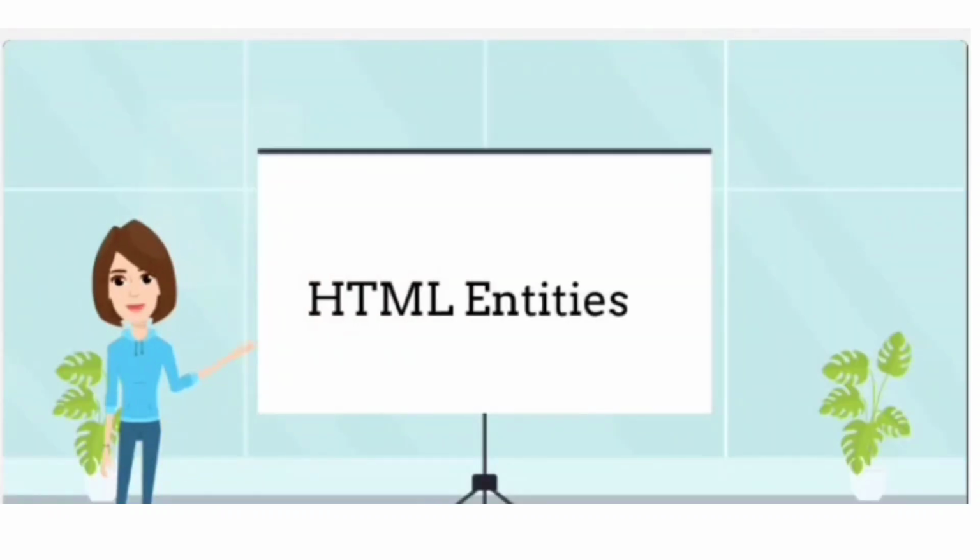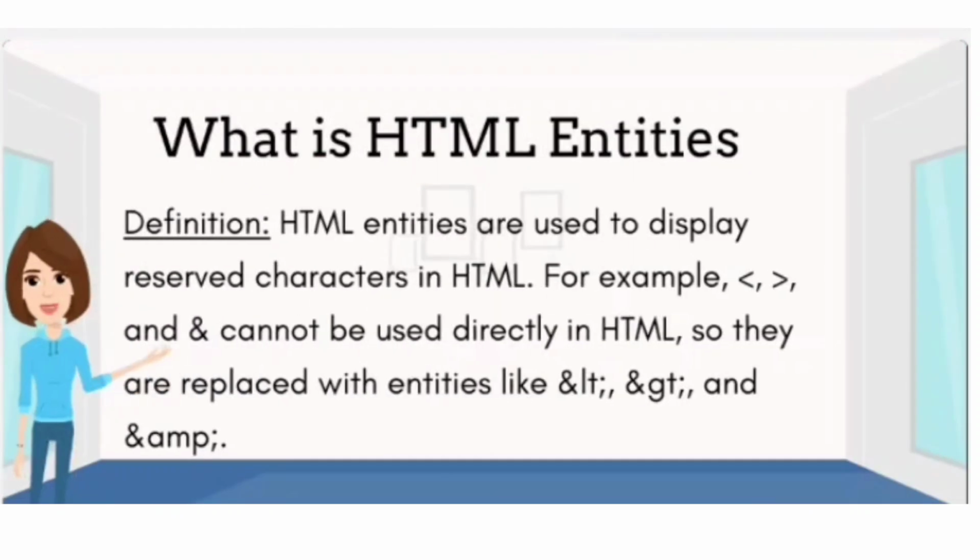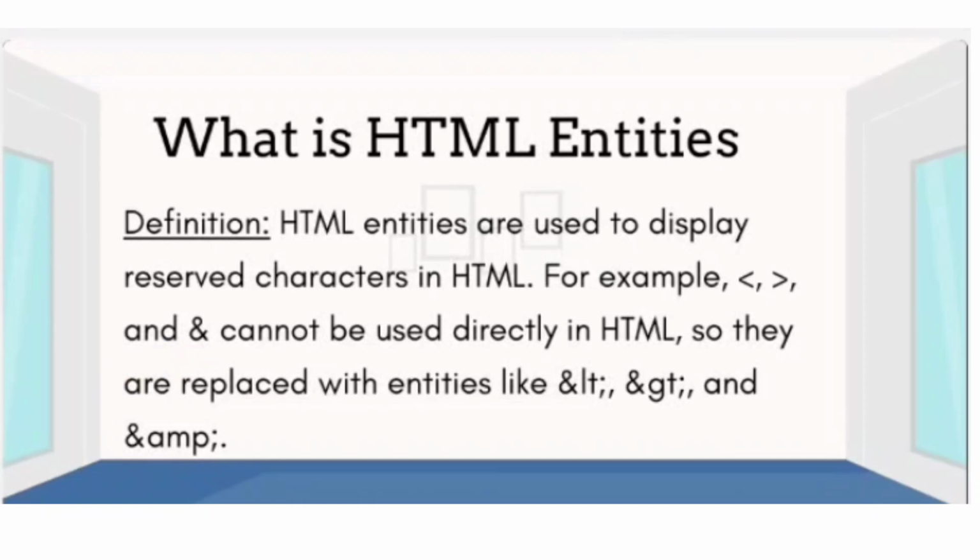HTML entities. What are HTML entities? HTML entities are used to display reserved characters in HTML. For example, less than, greater than, and ampersand cannot be used directly in HTML, so they are replaced with entities like &lt;, &gt;, and &amp;.